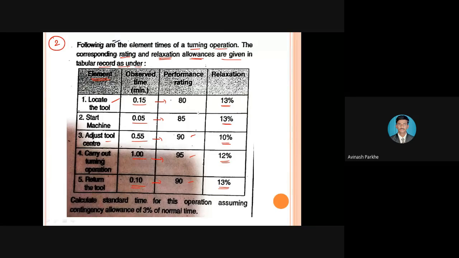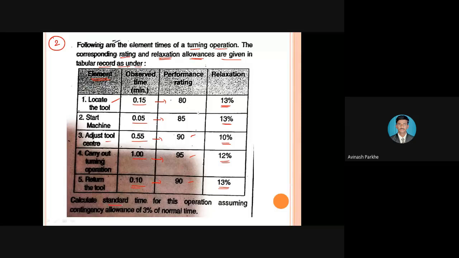Means, during location of the tool, whenever I am locating that particular tool on the machine, 13% extra relaxation allowance will be given, because sometimes the tools are very heavy. So at that time, this 13% allowance will be considered. So for each and every element, separate relaxation allowance is given.